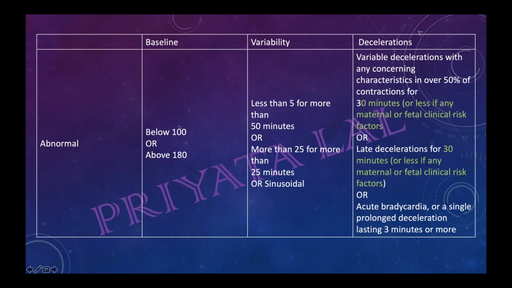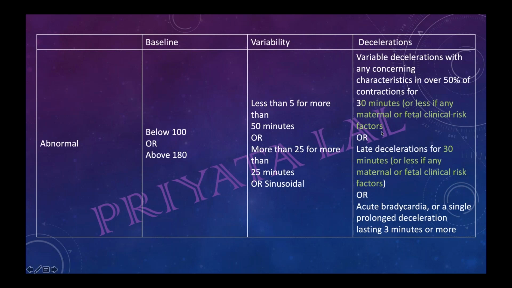Now, what is the abnormal feature? For baseline, it is more than 180 or less than 100. So this is one abnormal feature. For variability, if it is less than 5 for a 50-minute trace, we say it is an abnormal feature. You also have to remember very well that more than 25 for more than 25 minutes is abnormal, though usually you will not get this kind. Sinusoidal I have already told. So if any of these three things are there in variability, you will put one abnormal feature.